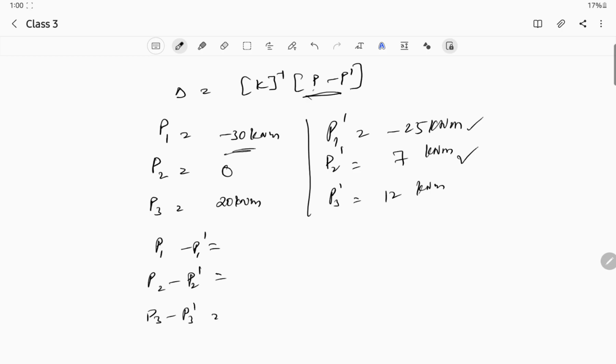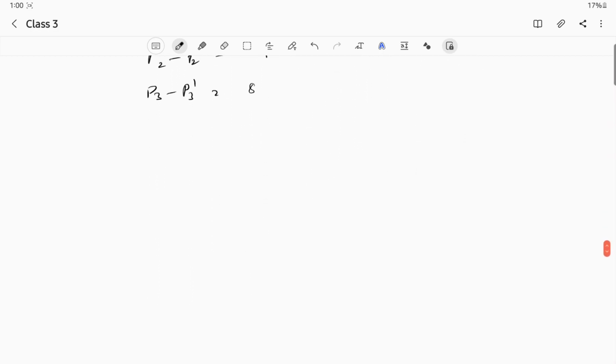P1 this minus 30, and minus of minus is plus, no? So what will happen to P1 minus P1 dash? It will be minus 5. Then here it is minus 7. Then we have here 8, since 20 minus 12 is 8. So simplify this one. Just substitute these values in our calculation, that is theta A, theta B and theta C.